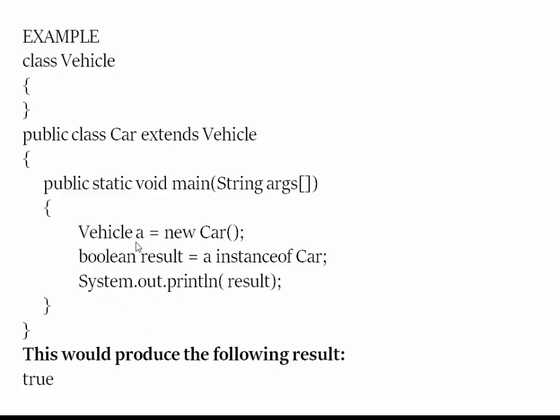So let us execute this program. See here, let us execute the program, javac car.java, and after compiling the program, execute the program using the Java interpreter. Here we record the output as true, because a is an object reference variable of the class vehicle, and also it is an object reference variable of the class car. So this is the output of our program.